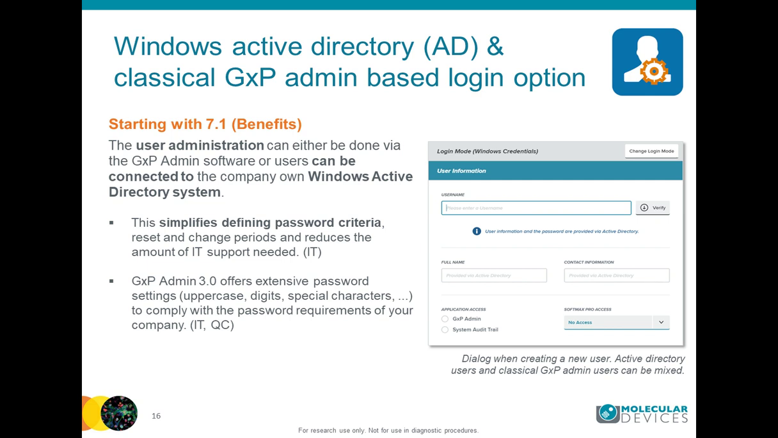In previous versions, we only had the classical user administration system within GxP admin. But for 7.1, you can connect your users to the Active Directory system. This means you can sign in with your Windows credentials. Please don't mix this up with single sign-on. So this means you always have to enter your username and your password. This does not mean that you're automatically signed in.